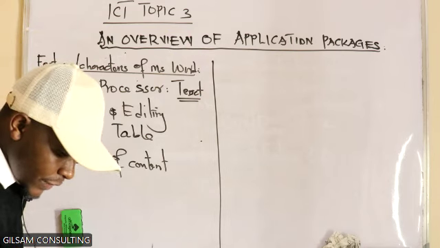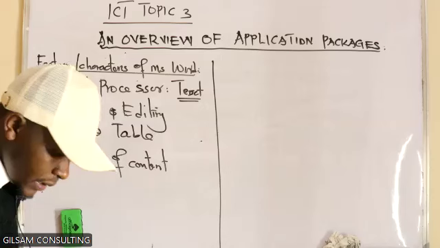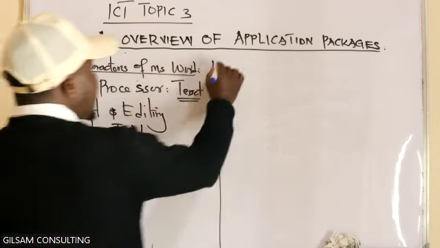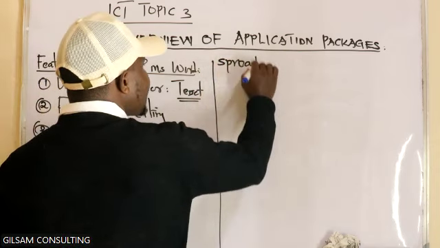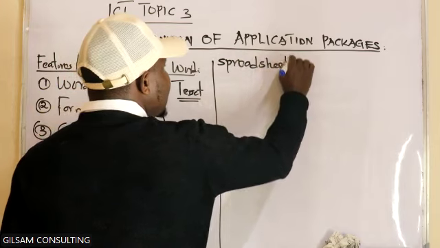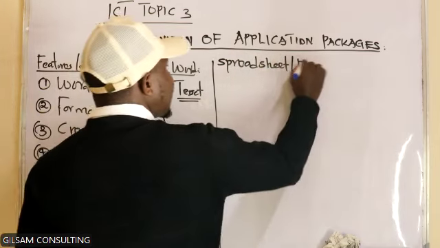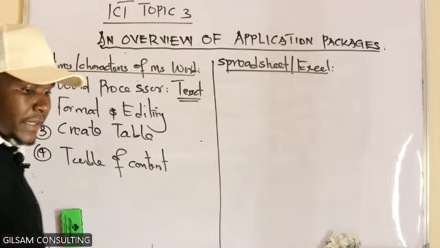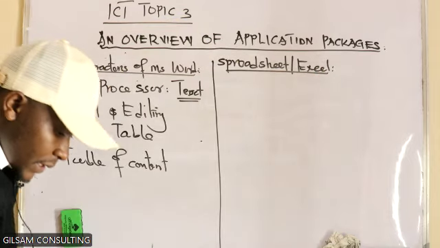And then we go to the second application, still under Microsoft Office, which is a spreadsheet. So we have the spreadsheet, which is Excel in short. It is Excel. So we also need to know the main features of this spreadsheet.